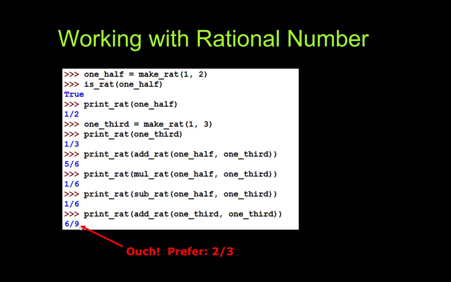Oops, this is not what we really wanted. We would prefer 2/3 instead of 6 over 9. So how? We need to go back to our constructor of rational number to fix this problem. In particular, we see that the GCD of 6 and 9 is actually 3. And so both 6 and 9 should be divided by 3 first before forming the rational number as 2 over 3. So here it is.